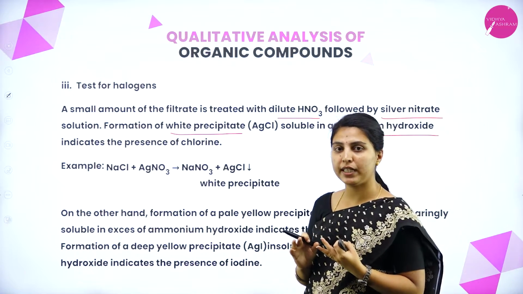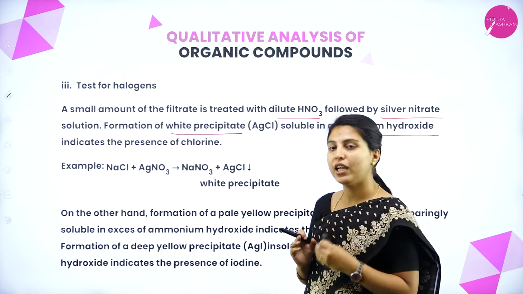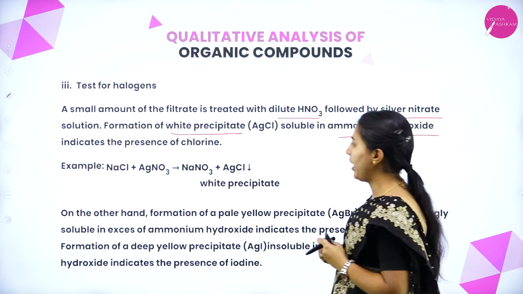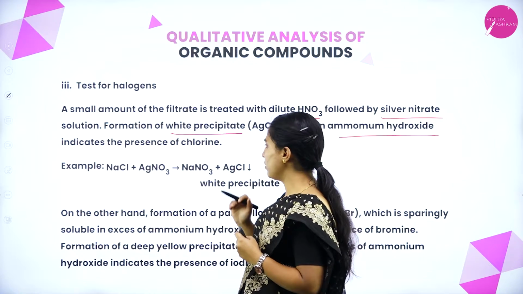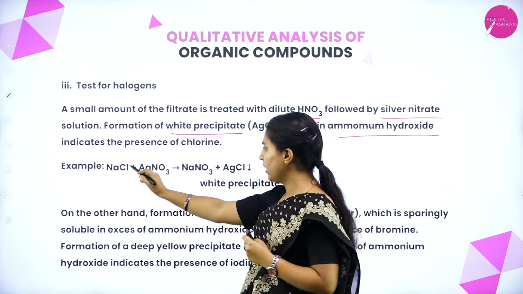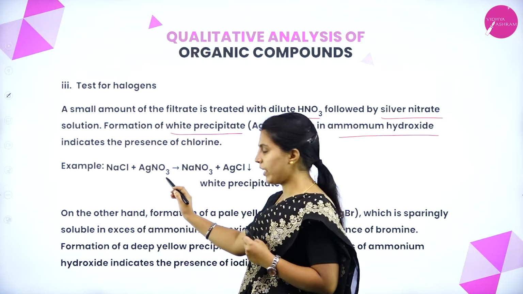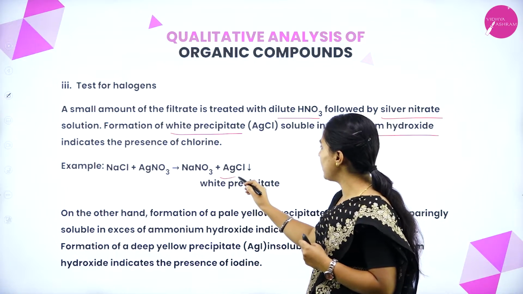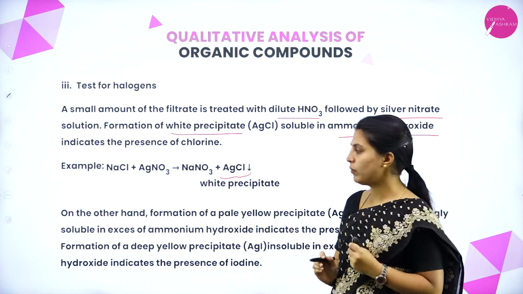What does that white precipitate contain? That is nothing but silver chloride. Then it will be soluble in ammonium hydroxide and indicates the presence of chlorine. See here, sodium chloride and AgNO3, silver nitrate. It will form sodium nitrate and AgCl, that is the white precipitate.